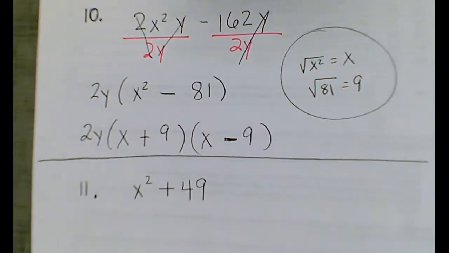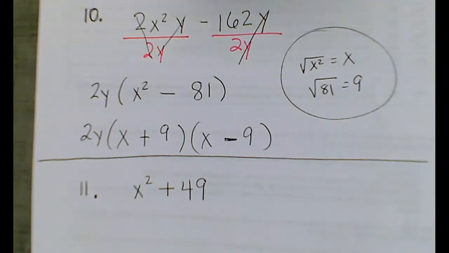Is there a GCF? No. So, is it going to fit my pattern? There's 3 conditions. Does it have a subtraction sign? Are there 2 of them? Is it a perfect square? Do you know that the square root of 49 is 7? Is there a negative sign? No. Is there a GCF? No. This does not factor.